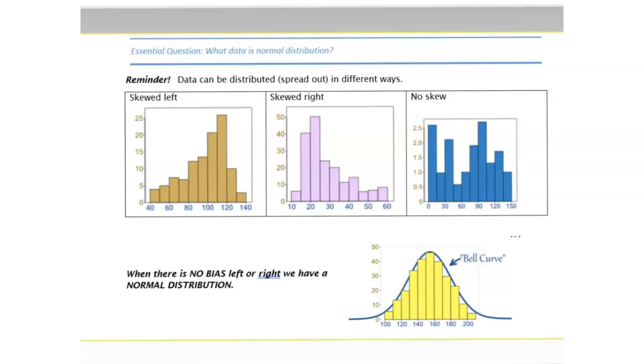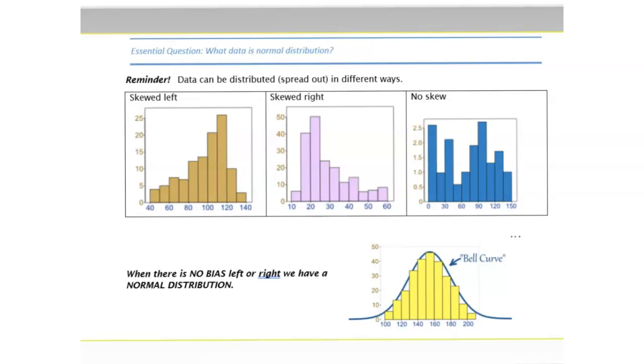In order to get a good understanding about the different ways that data can be spread out, we're going to look at several examples. And by the end, hopefully, you understand that data can be distributed in different ways. One of these ways will be normal distribution. And that normal distribution is what we'll take a deeper look at.